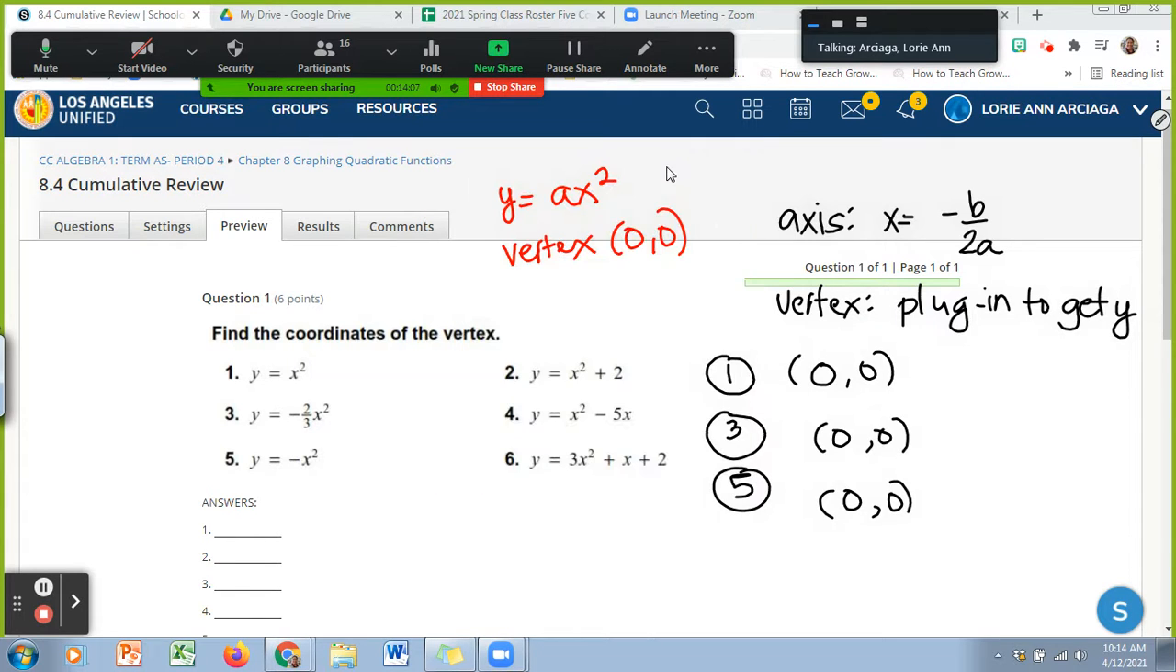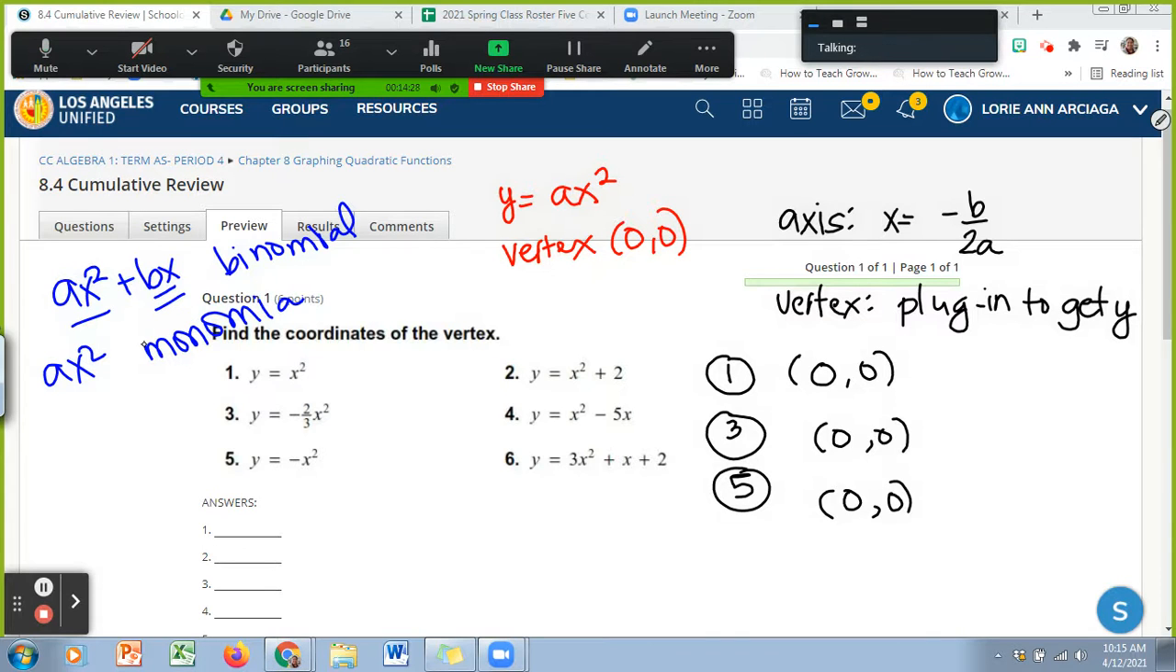All right, so three of you said binomial. A binomial is something like ax squared plus bx because it has two terms. If it's ax squared, it's just one, no plus or minus. That's a monomial. If it's ax squared plus bx plus c, that's three: 1, 2, 3. That's a trinomial. So I mentioned earlier, if the function looks like ax squared, then the vertex is always at the center, 0, 0.